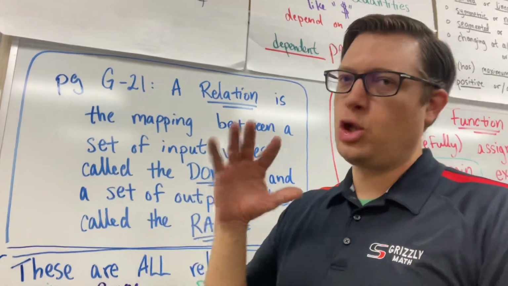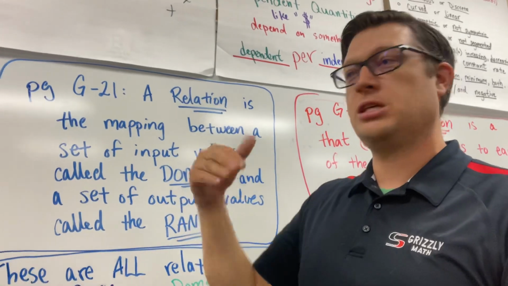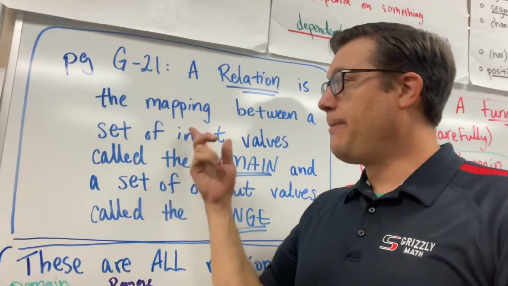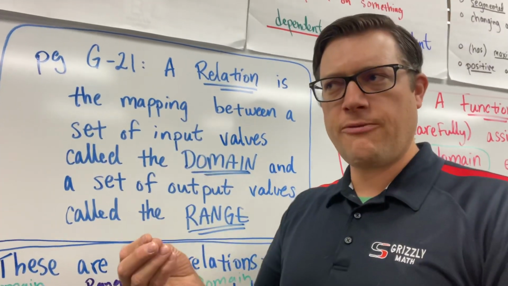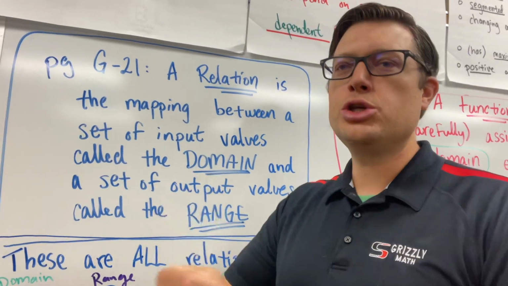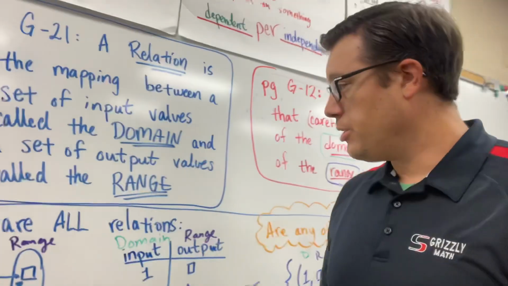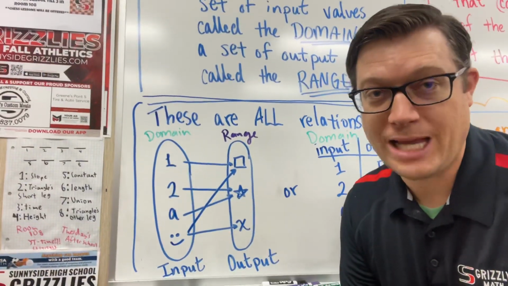Like, we know what a map is. You look at it for directions. You pull up your GPS and it says, follow these paths. A mapping is our way in math of saying, take the information you have, use it to know where to go. These are all relations.